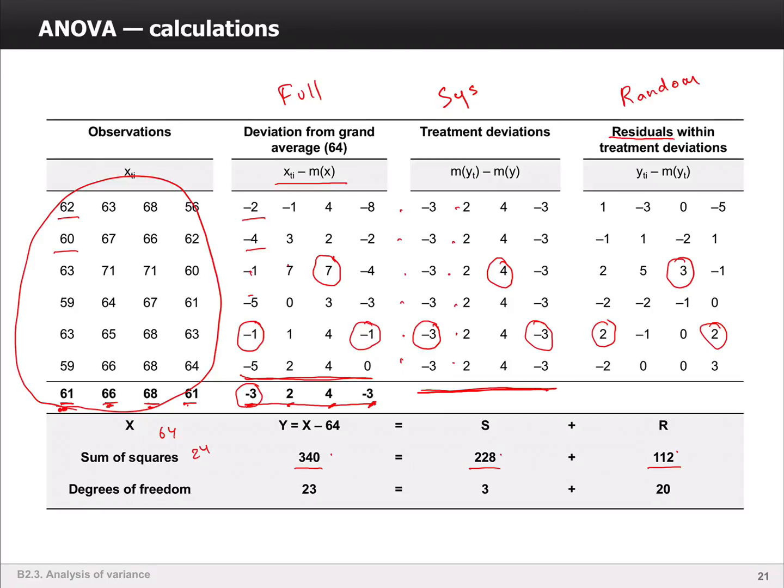But then we calculated average and subtracted. And therefore, we lose 1 degree of freedom. It's 23 here. How many degrees of freedom do we lose here when we compare the groups? Think, we have 4 groups. How many independent comparisons can we do if we have 4 groups?